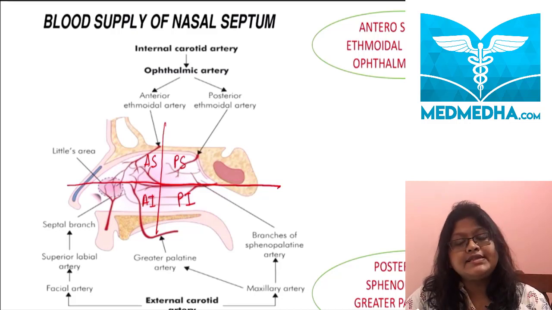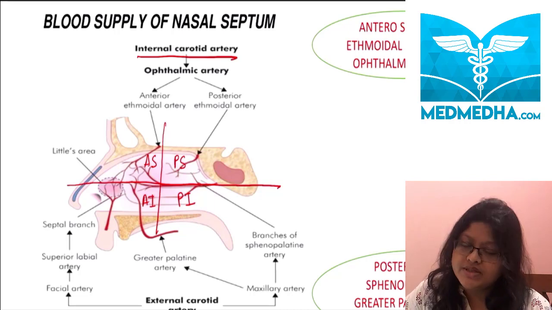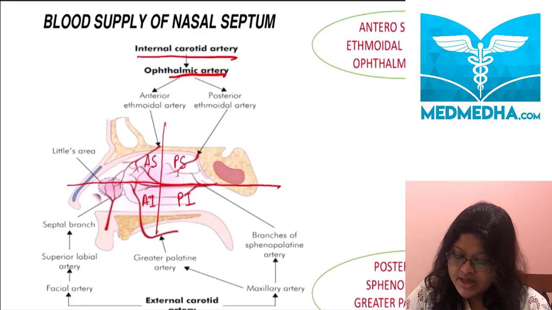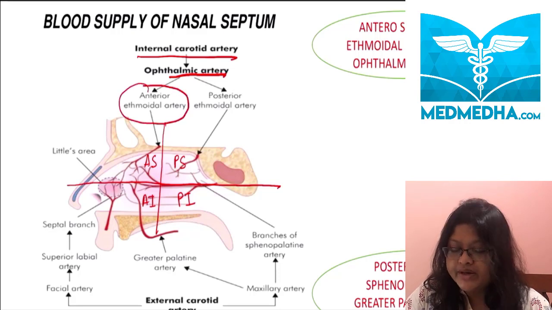So what we can see here is that there is the internal carotid artery which is giving a branch known as the ophthalmic artery. The ophthalmic artery has 2 branches. Number 1, the anterior ethmoidal. Number 2 is the posterior ethmoidal.